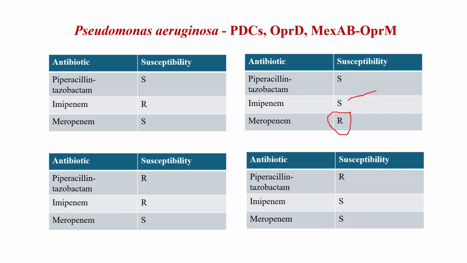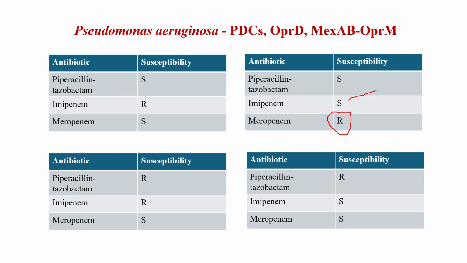resistance. The third isolate, again, you are seeing that it is piperacillin tazobactam resistant. So definitely it is a PDC mediated resistance. But then you have imipenem resistance and meropenem susceptibility. So this is the bacteria which is producing PDC, and there is a loss of OprD. So porin channel mutation along with enzymes.